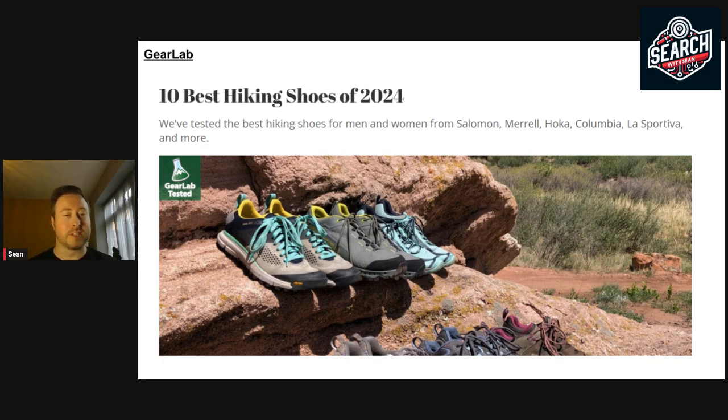But a lot of people use this example, and it's GearLab. A lot of websites have been recently affected by doing reviews of products and services that they've never actually used or had in their hands, or actually tested the product in person. So they've explained and made clear that they have done that.